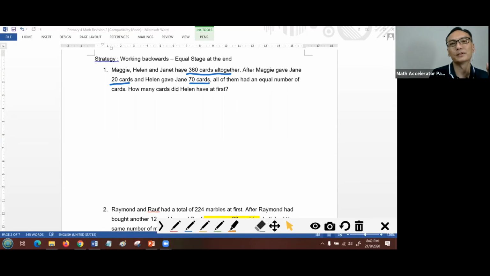So imagine there are 3 persons. If Maggie gave Jane, Helen gave Jane, isn't the total the same among the 3 of them? Right. So there's internal transfer of these 360 cards. So the total number of cards at the beginning and the total number of cards at the end, they are equal. Right? They are equal. So in the end, that means Maggie, Helen, and Jane, all of them have an equal amount.